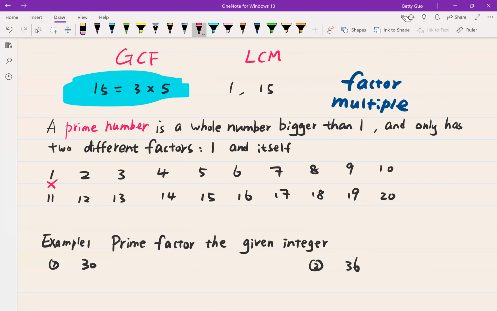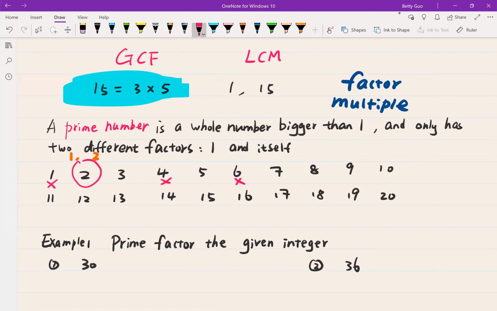Let's look at the number 2. Is 2 a prime number? Let's find all the factors of 2. We have 1, we have 2, not anything else. By the definition, 2 has two different factors, 1 and itself. That makes 2 a prime number. In fact, 2 is the smallest prime number and also the only even prime number. That means other even numbers are not prime.